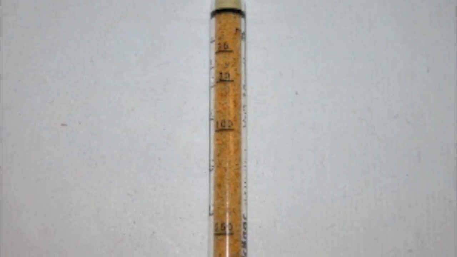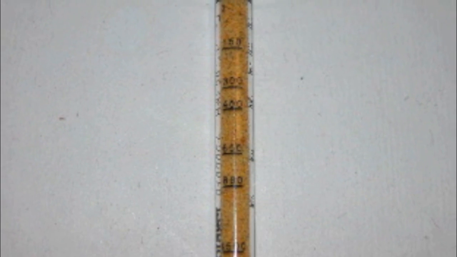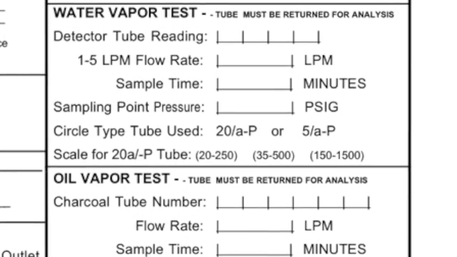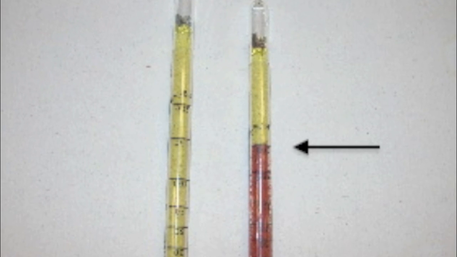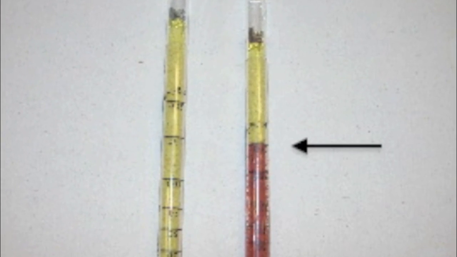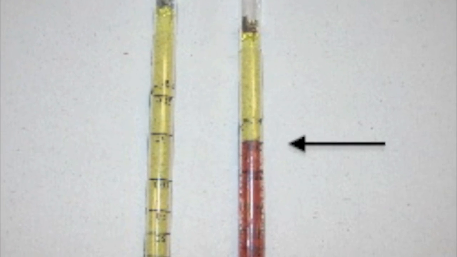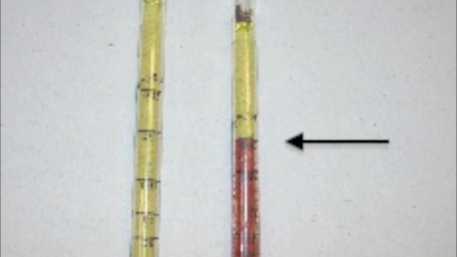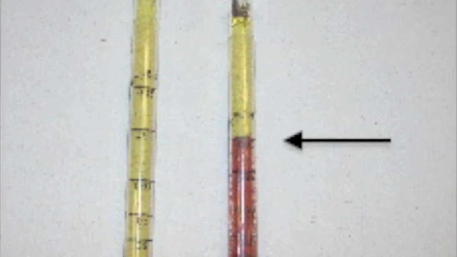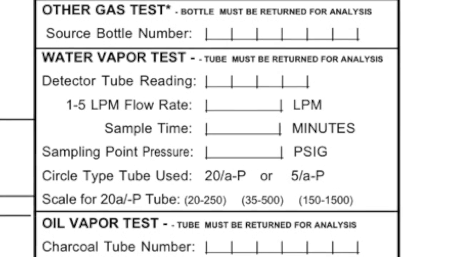Please note, if sampling with the 20 AP tube, it has 3 scales. Use the scale that is closest to the color change, making sure that you circle which scale you used on the datasheet. At any time during the test, if the color changes to a grayish, reddish brown and reaches the last line on the detector tube before the end of the allotted time, stop the test and record the number associated with the color change on the tube and note the length of time the test actually ran.